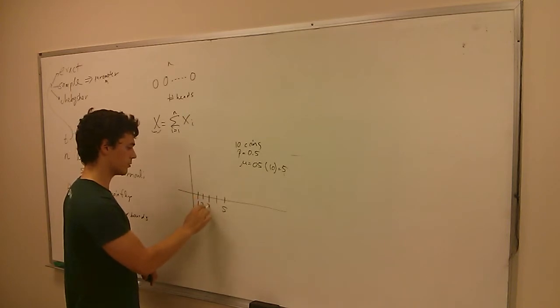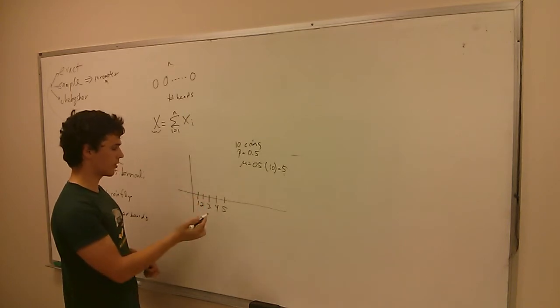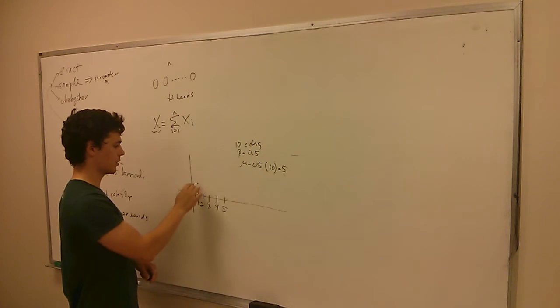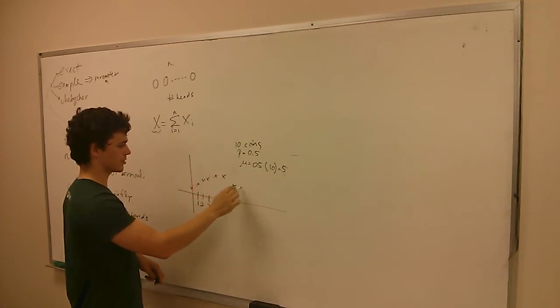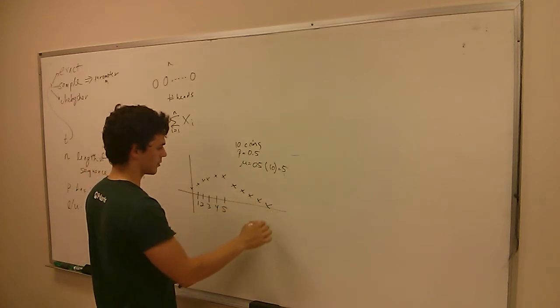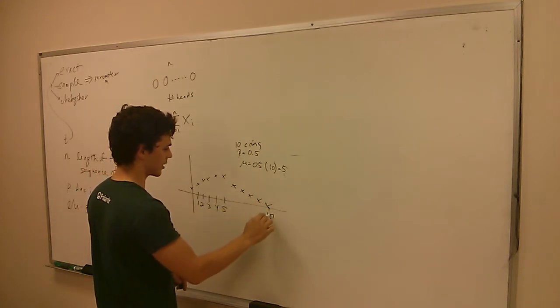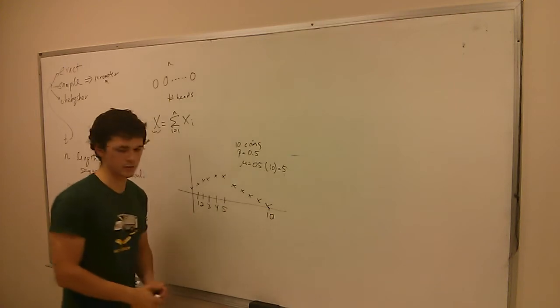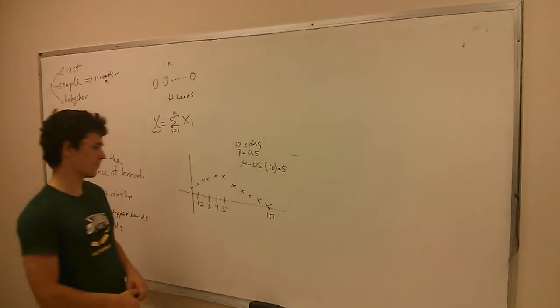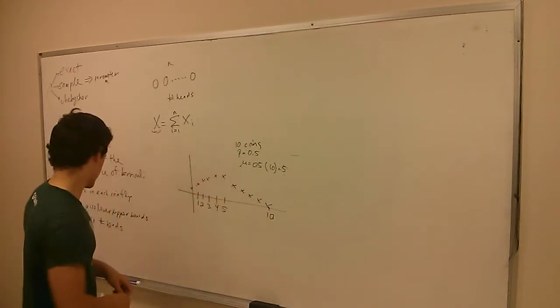So the probability of 0 heads coming up is low. It's going to go up all the way to 5, and then it's going to decrease. And the most we can get is 10, right? Because we flip 10 coins, at most 10 can come up heads. So the distribution is going to look like this.